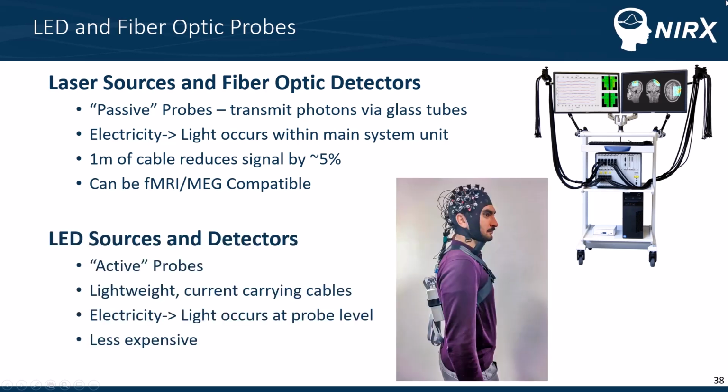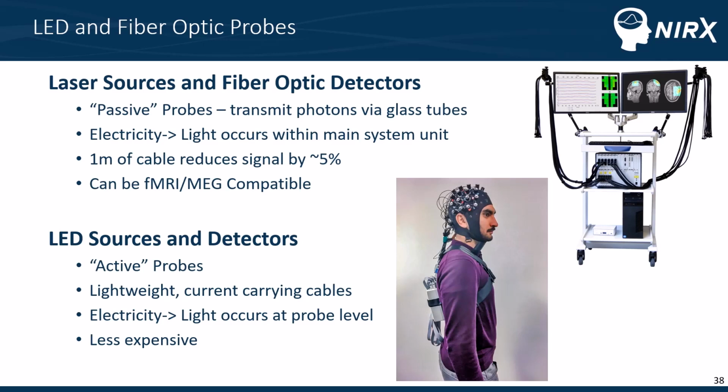Talking about LED sources and detectors. In contrast to fiber optic detectors, these are active probes. They're considered active because they have electricity running through them. The conversion from electricity to light occurs at the probe level instead of at the amplifier.